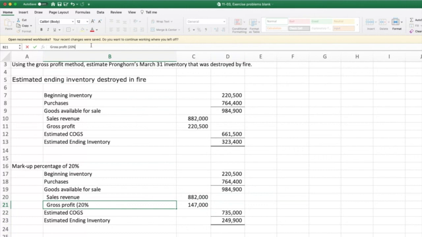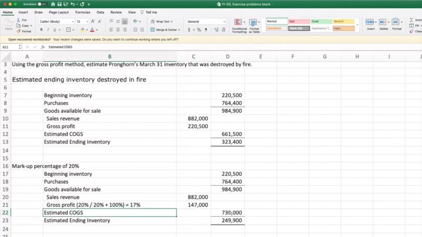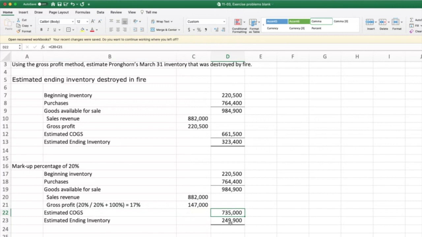So we'll do 20% divided by 20% plus 100% equals 17%. Okay, that's what we did over here in the cell. So gross profit is 17% times $882,000, which gives us $147,000. So our estimated cost of goods sold is now $732,000, and our estimated ending inventory, therefore, is $249,900.